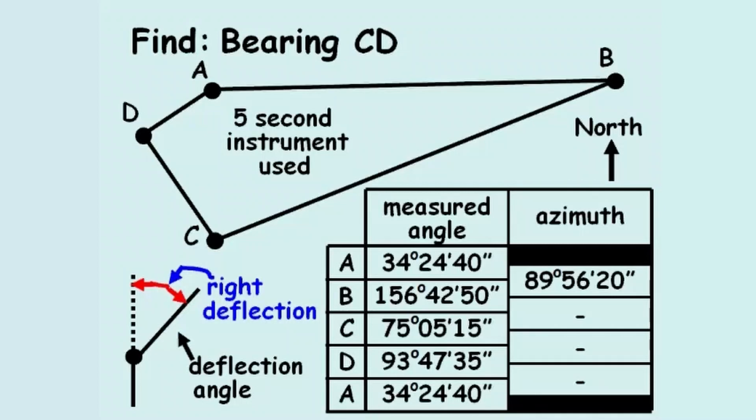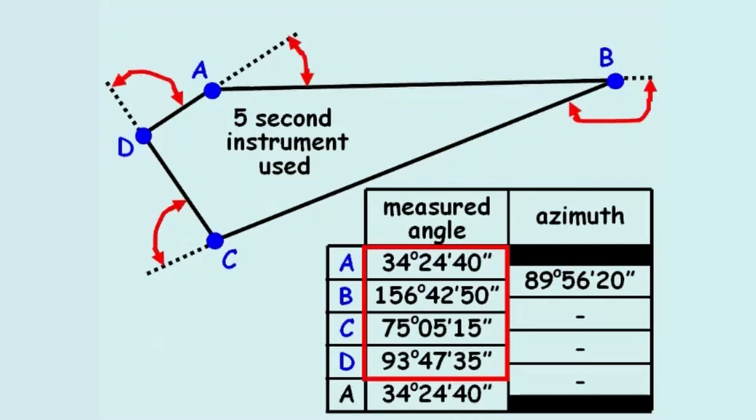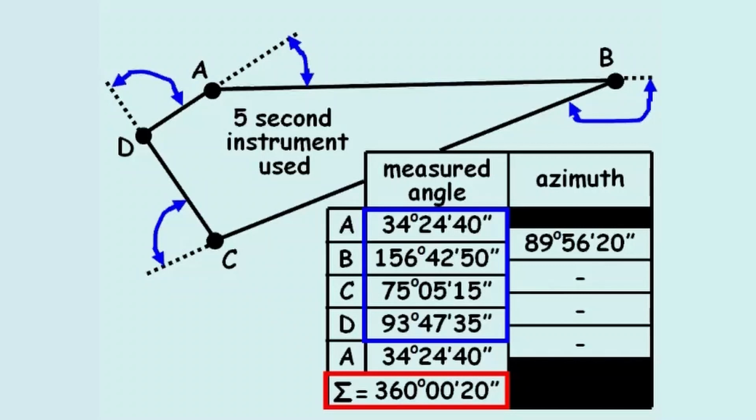As an example, the deflection angle at point C deflects to the right by 75 degrees, 5 minutes, 15 seconds. All deflection angles given in the problem statement are right deflection angles, since traverse A, B, C, D progresses in the clockwise direction. To begin, we'll confirm the sum of the measured deflection angles equals 360 degrees, and make adjustments if necessary. The actual sum of these 4 angles equals 360 degrees, 0 minutes, and 20 seconds. This means the sum of the deflection angles over-rotated by 20 seconds.